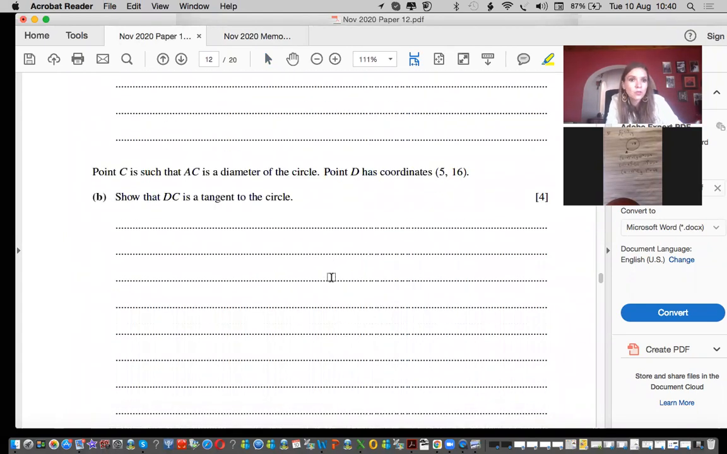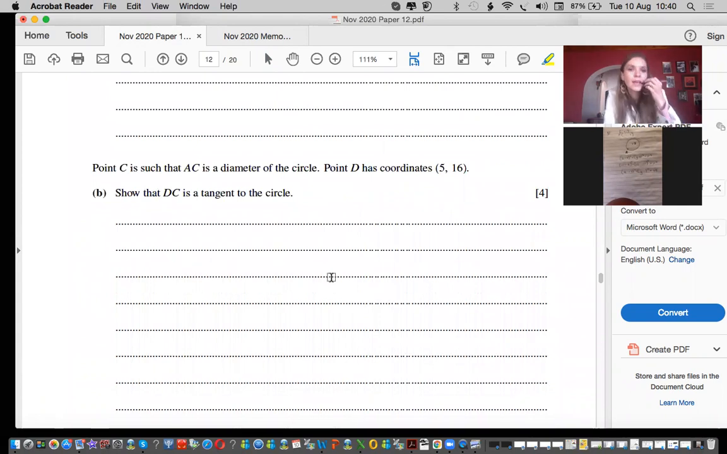Next question, a bit more difficult. Point C is such that AC is the diameter of a circle. So point C, I'm just going to place it somewhere on my sketch, so that AC is the diameter. And then there's another point D, just a random point D. D is 5 and 16. Let's quickly see, 5 and 16, that actually looks very familiar.